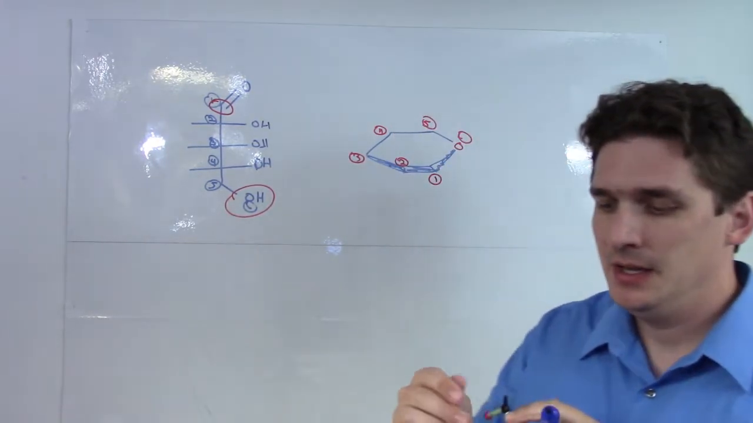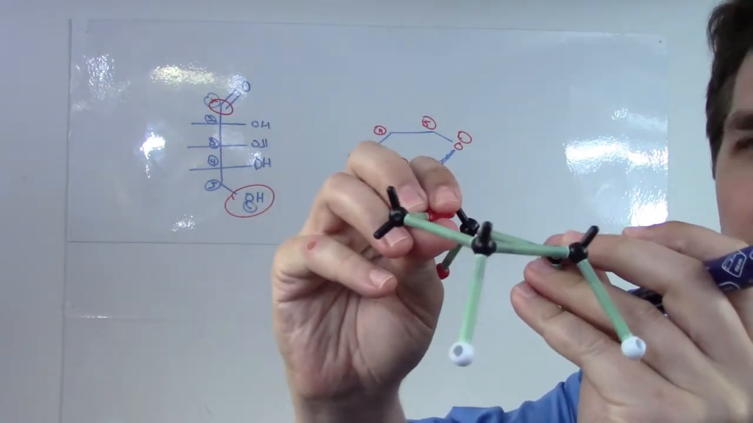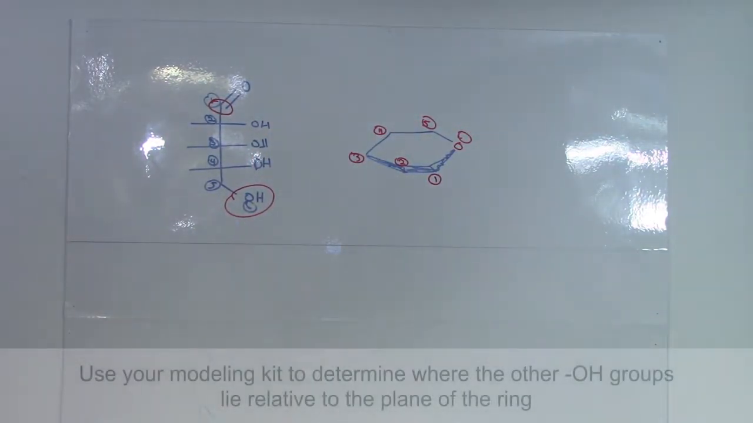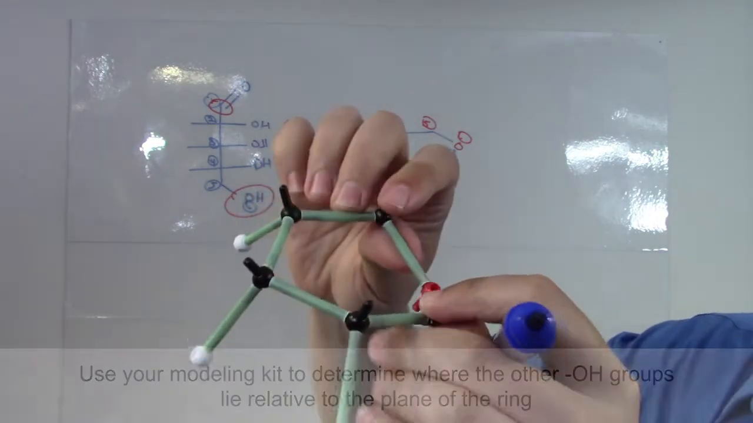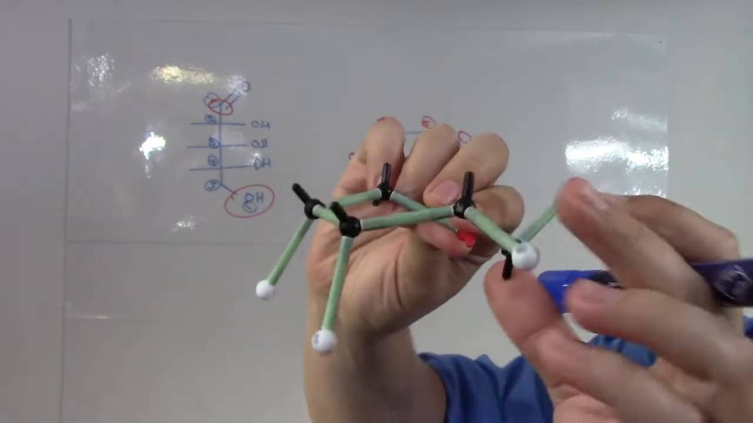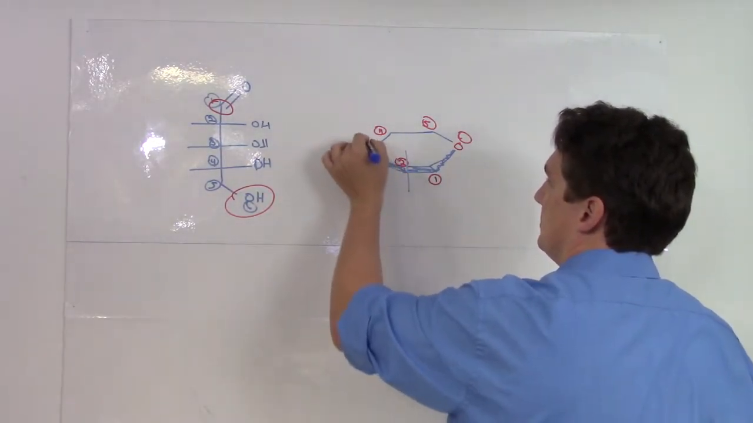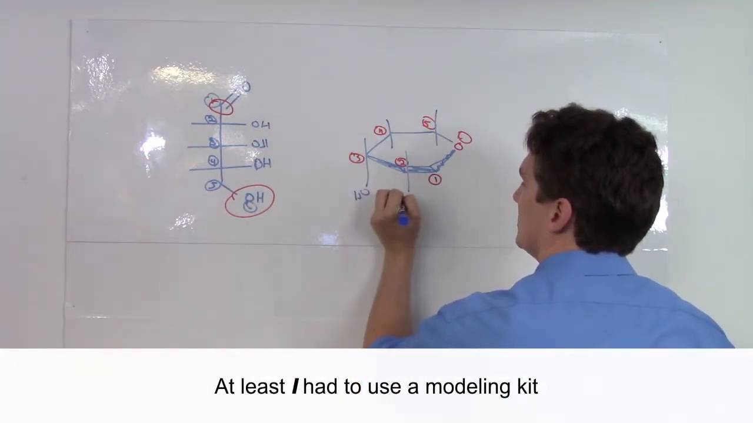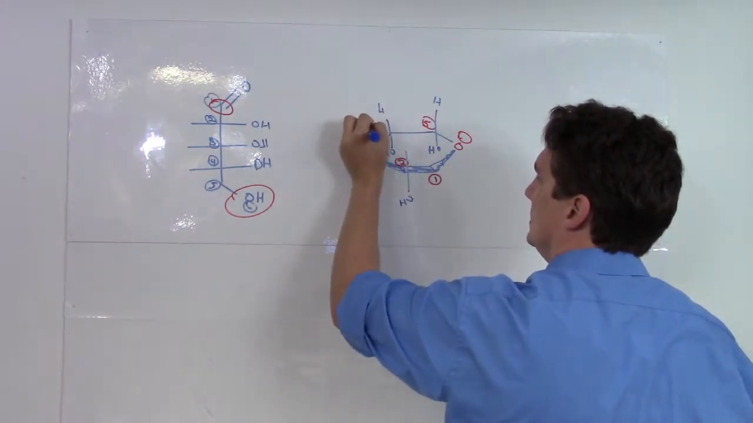Now, in laying it out this way, and you may need to use the modeling kit for this, this is basically the Haworth projection in 3D. We're going to end up putting all the oxygens down. So you're probably going to have to build it with your modeling kit to do this. But the alcohols on the 2nd, 3rd, 4th, and 5th carbons are all down. Hydrogen's up.